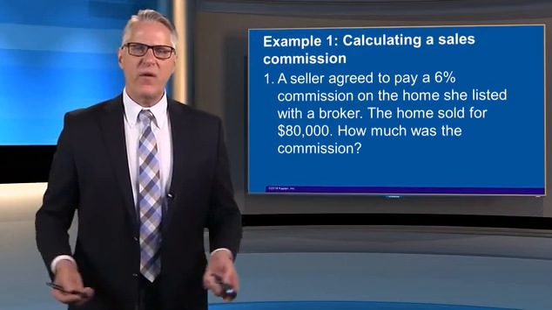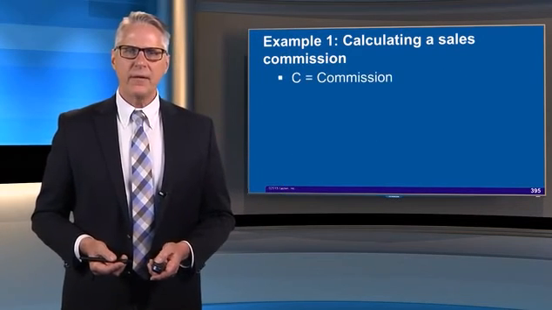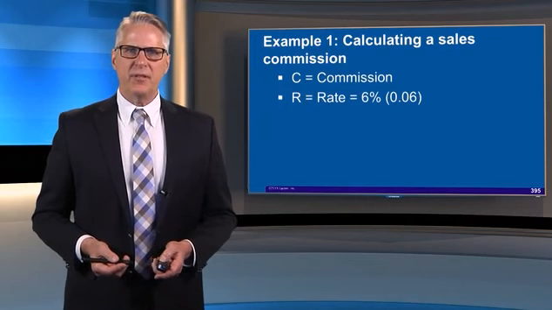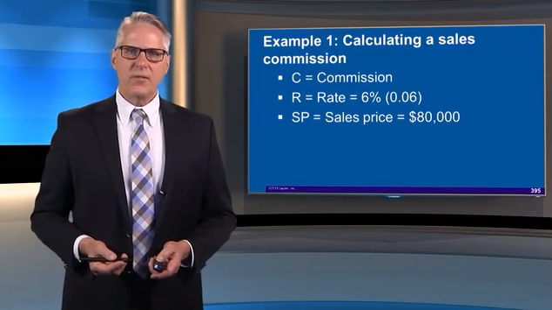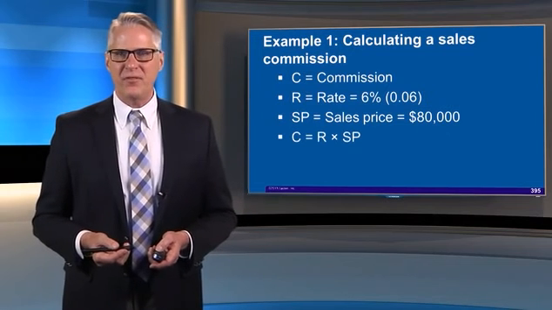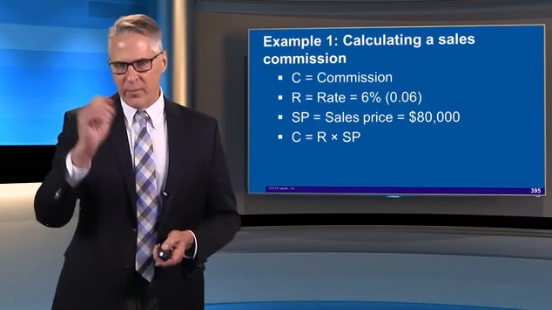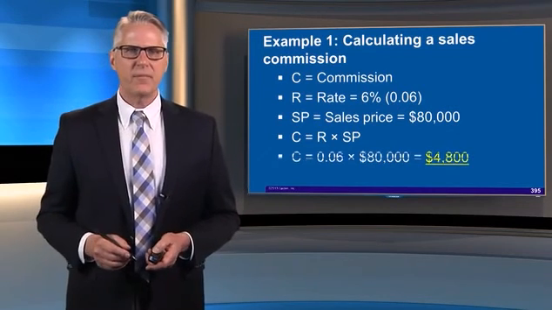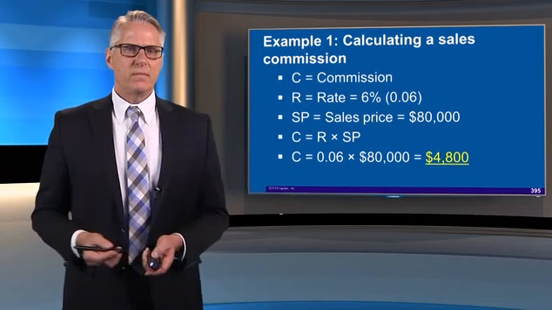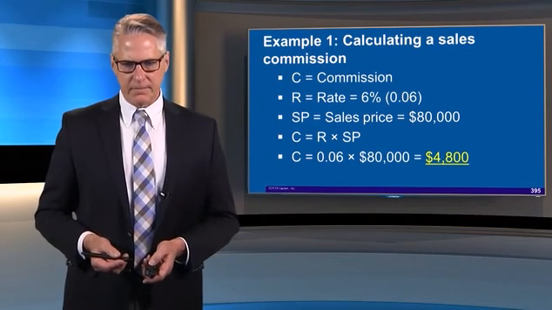This one's very easy. It's just the sale price times the commission rate, right? C equals commission. The rate is R. Sales price, I really don't need a circle formula to do this one. I just know that commission equals the commission rate times the sales price. You could look at a circle formula if you can remember the location of things. And there you go. The commission's $4,800, 6% times $80,000.